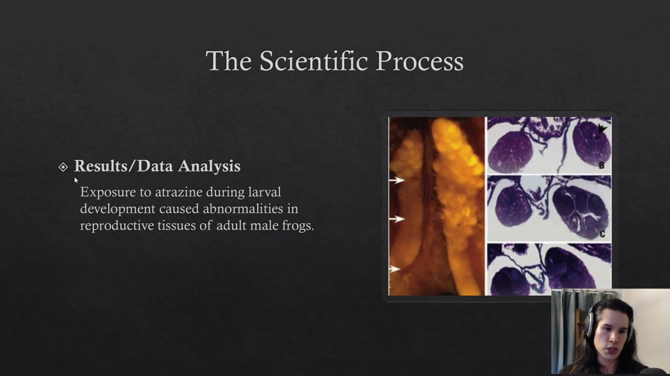So his result was that, through his data analysis, he found that exposure to atrazine during larval development caused abnormalities in the reproductive tissues of adult male frogs. So he actually found that eggs formed in the reproductive tissues of the testes. Eggs formed in the testes of male frogs.